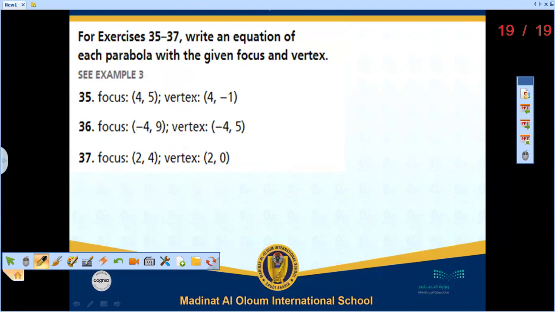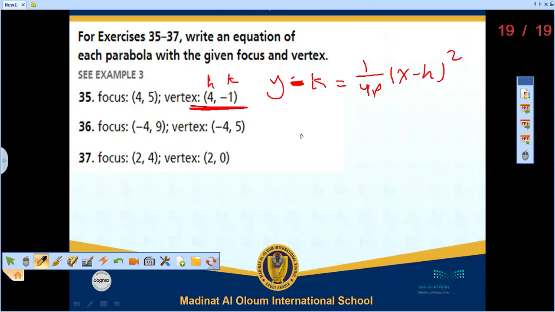Write an equation. I give you focus and vertex. Y minus K equals 1 over 4P times X minus H squared. Now, this is my vertex, my vertex HK. Y minus K, it means it changes this one. Minus makes a positive 1. Equals 1 over 4 times P. I don't know P. X minus H, X minus 4 squared.